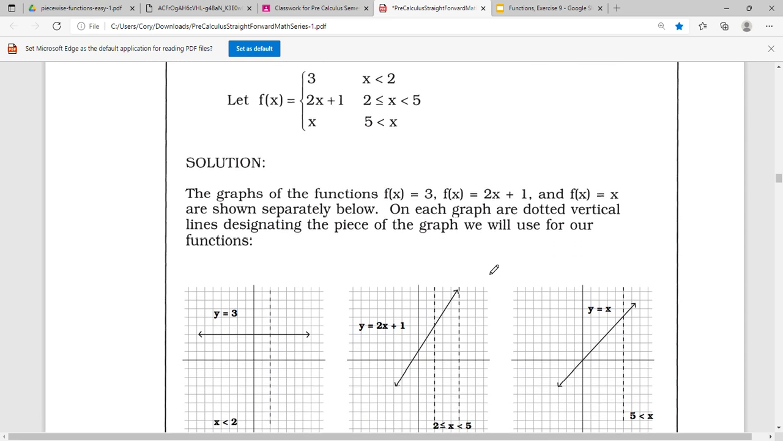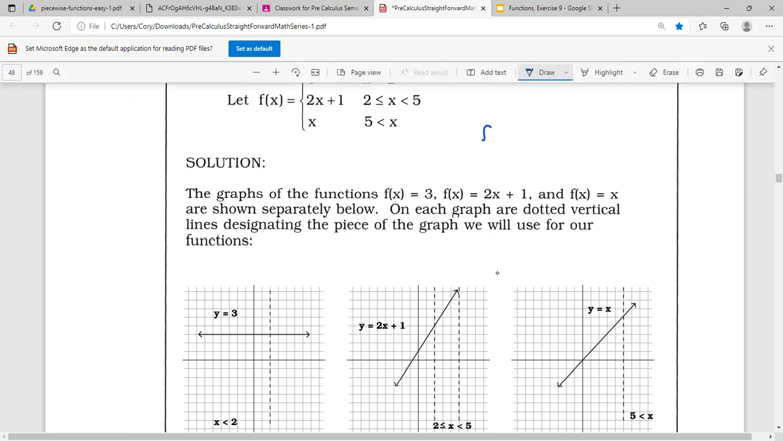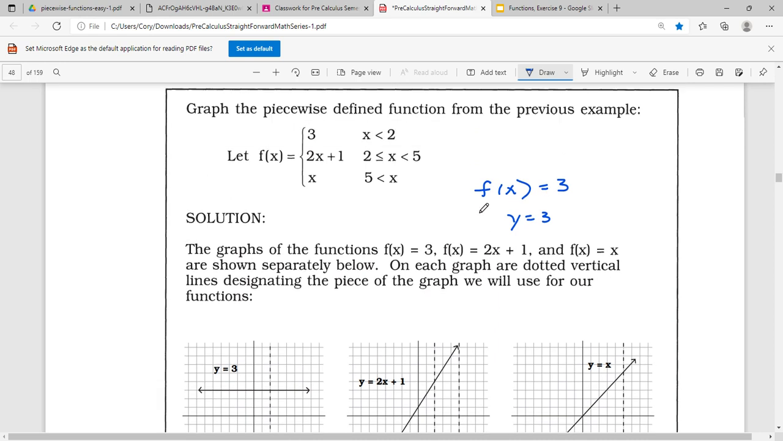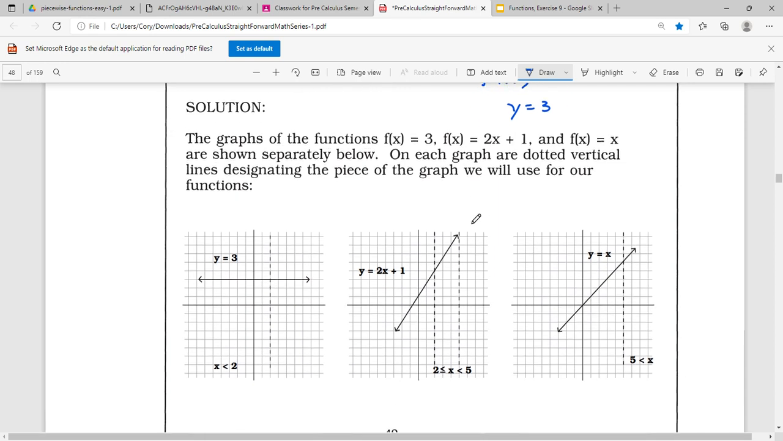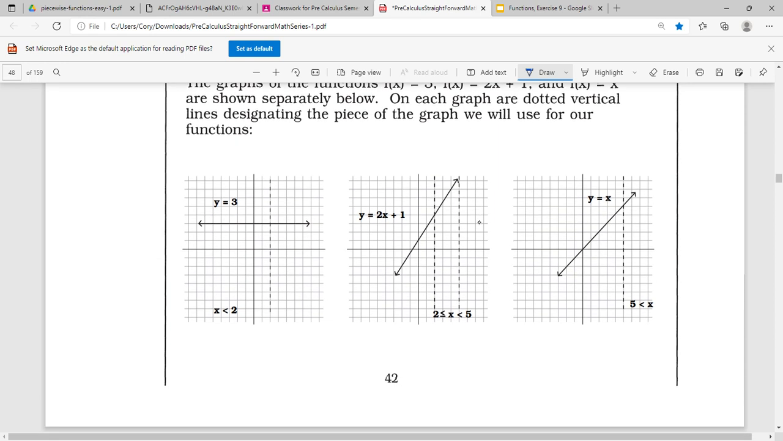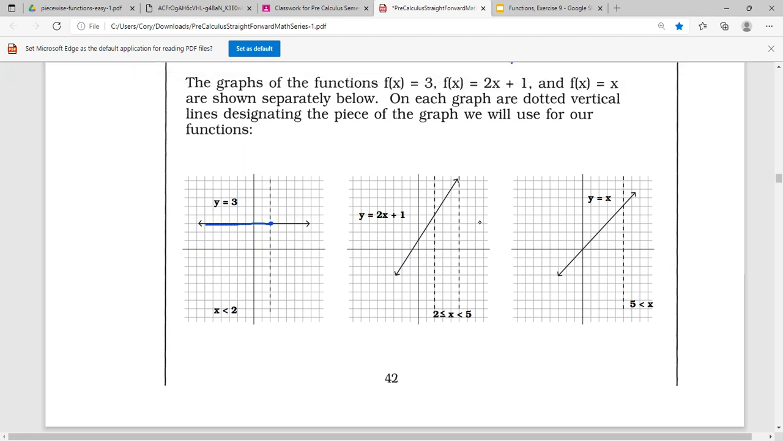So this first piece, we're going to say f of x equals 3, and that's really the same thing as saying y equals 3. No matter what x is, y is always going to be 3, but only if x is less than 2. So for all values that are less than 2, right here, y is going to be 3. Remember, when y equals 3, it's just a straight horizontal line.